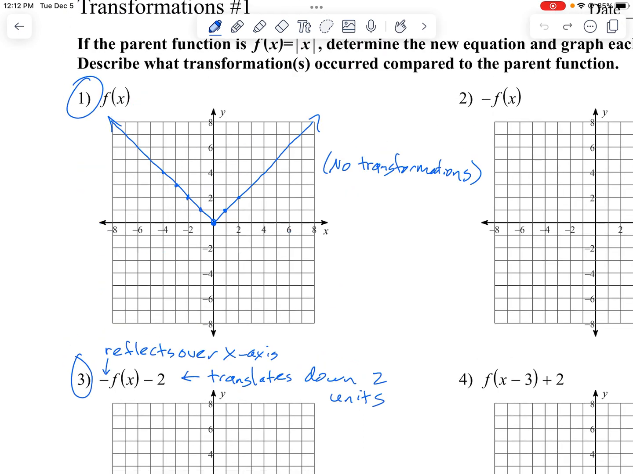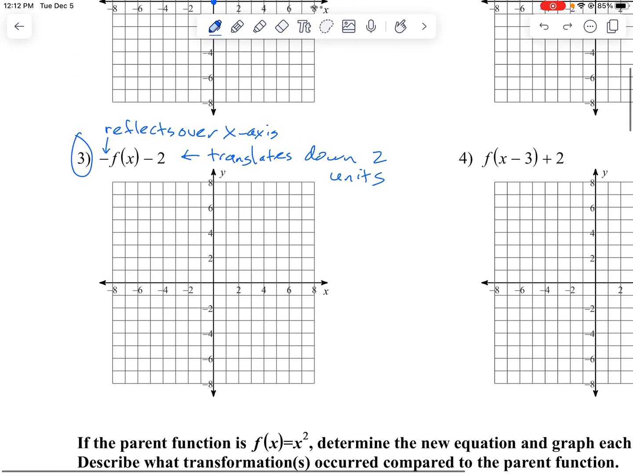So I'm going to take this, I'm going to reflect over the x-axis, and I'm going to move it down 2 units. So my vertex is now here, and instead of slope on the left side being -1, now it's +1, and slope on the right side, instead of being +1, is now -1. So I have my points here, and I can graph my absolute value. So it just looks like that. Ta-da! So this is what I'm looking for.